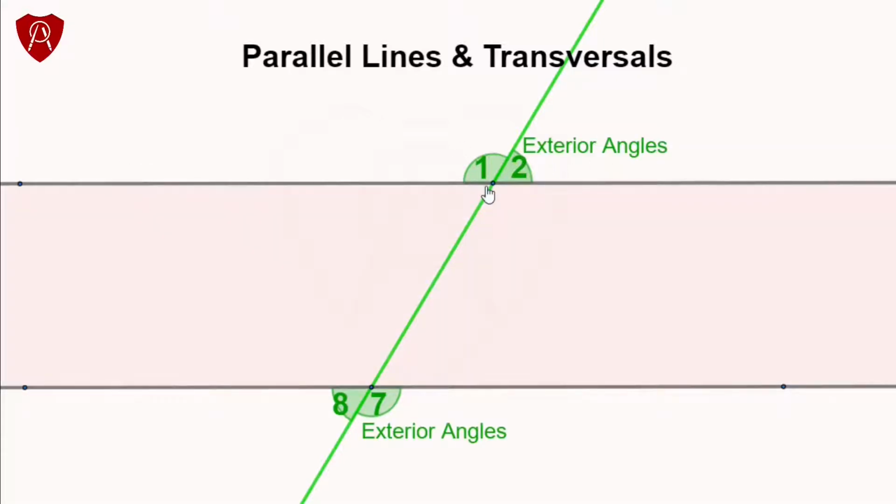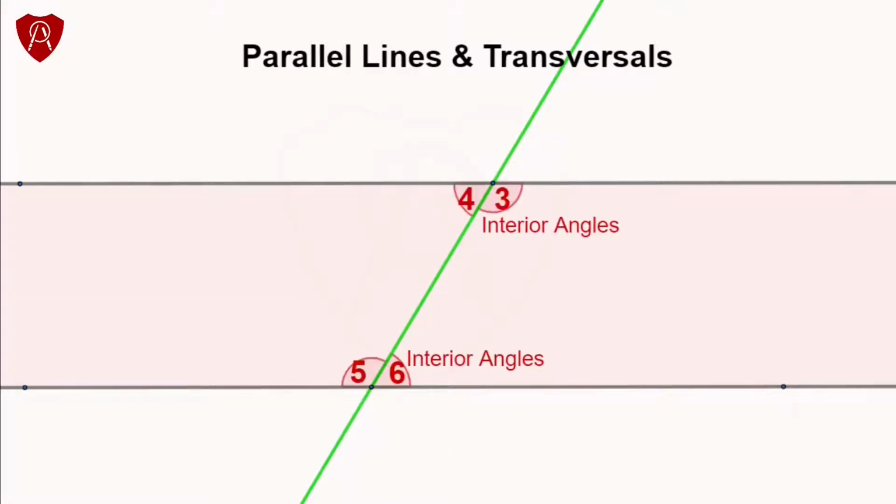These are called exterior angles because they are outside the space between the parallel lines. 1, 2, 7, 8 are called exterior angles. Then the angles in the space between the parallel lines on either side of each parallel line, these 4 angles, 3, 4, 5, and 6, are known as interior angles.